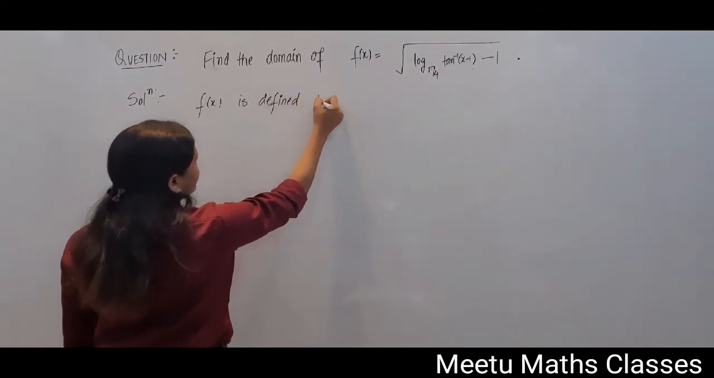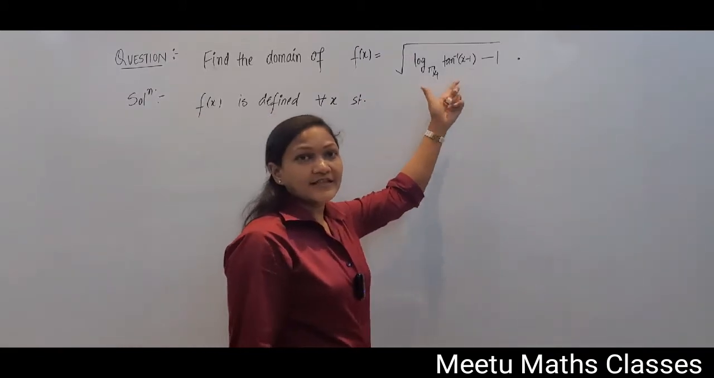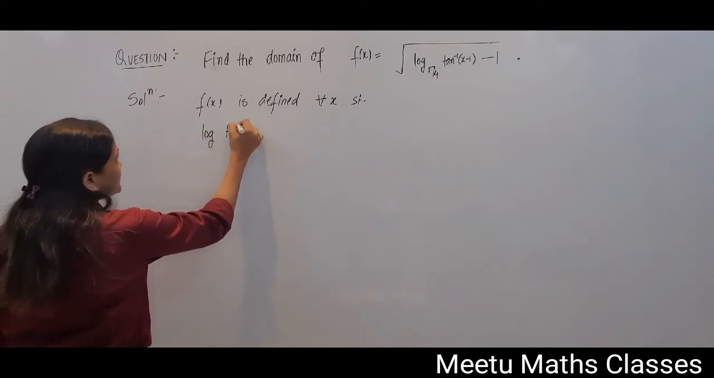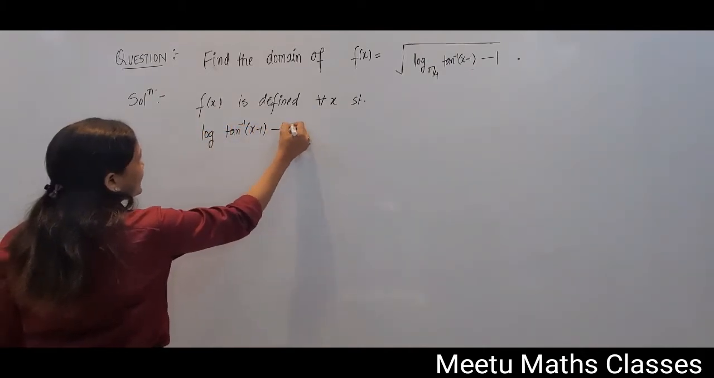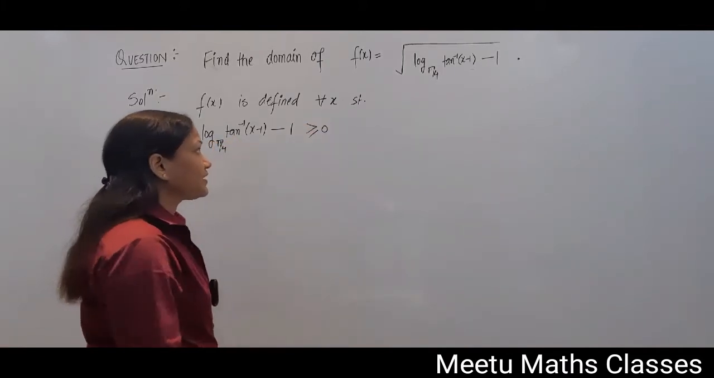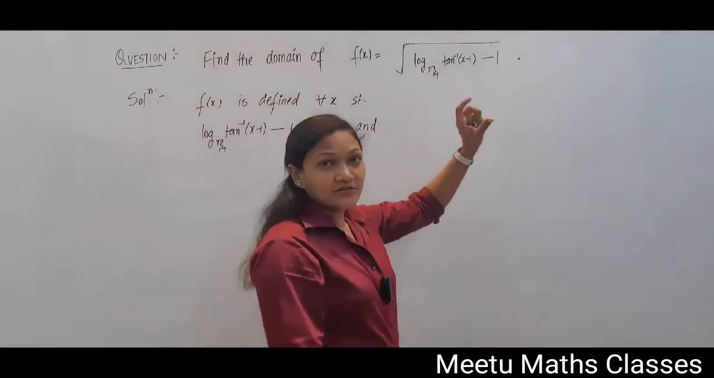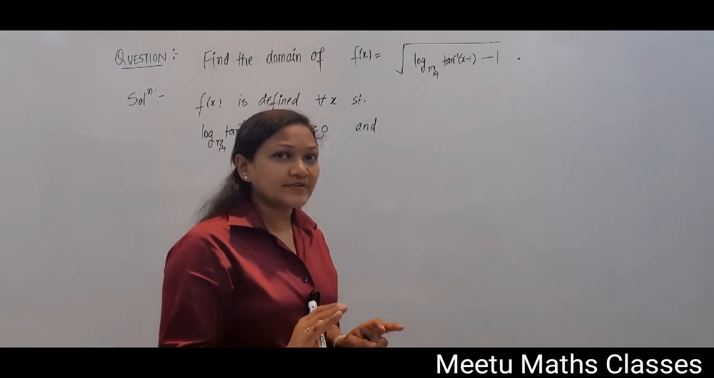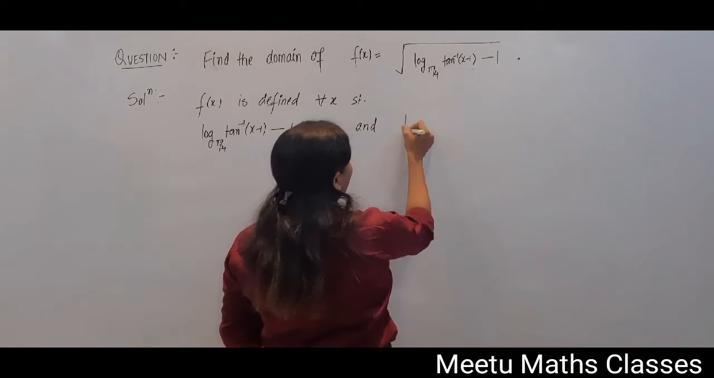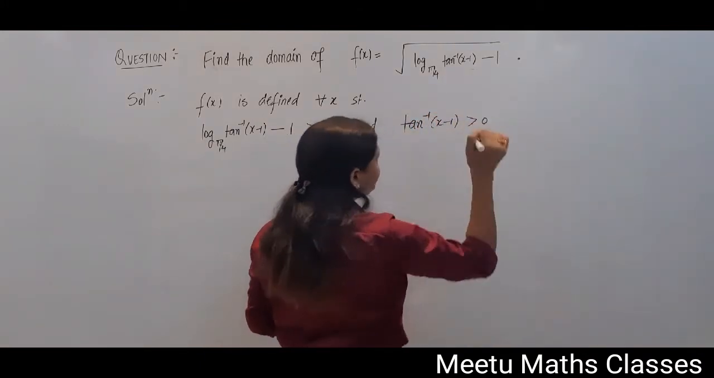for all x such that, first of all, the expression inside the square root should be positive. So log of (tan inverse x minus 1) minus 1 with base pi by 4 should be positive. Secondly, we know that the log function is defined only for strictly greater than 0 numbers. So the input of the log should be strictly greater than 0.